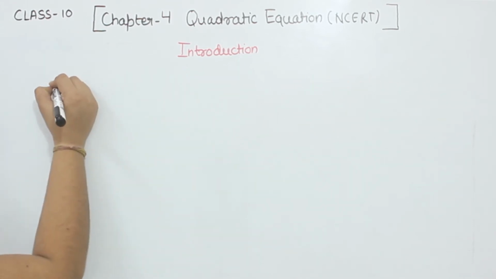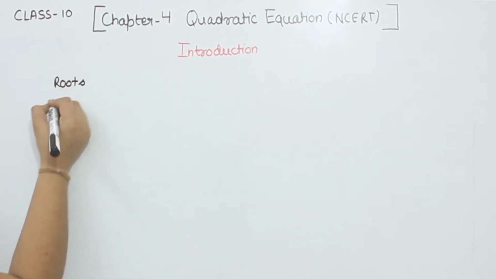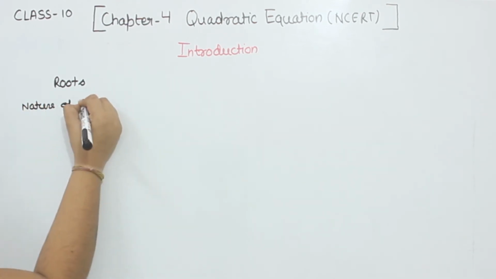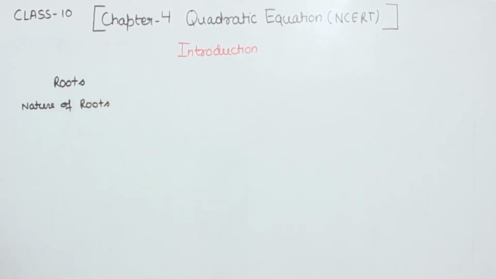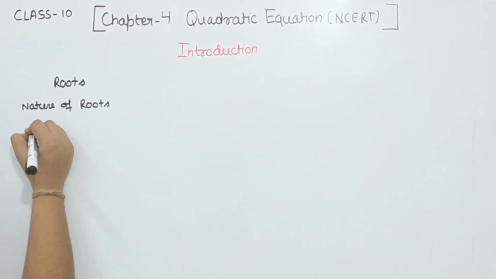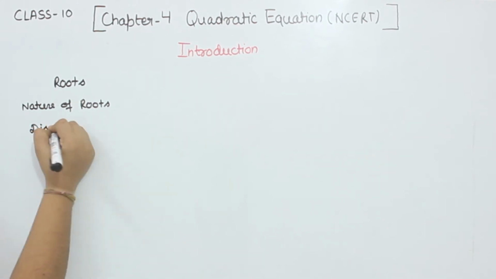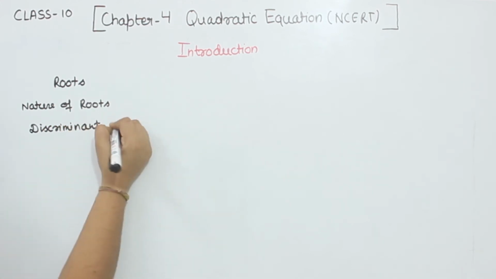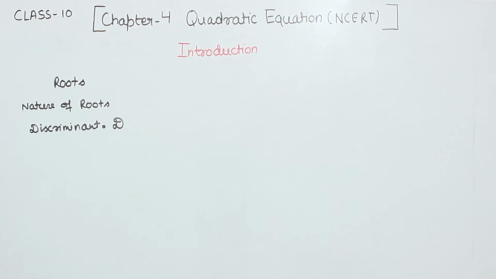Now we are going to understand the roots. First of all, we are going to understand the nature of roots. For that, first of all, we should know the term discriminant. We can write this as capital D. So we can find the nature of the roots with the discriminant.